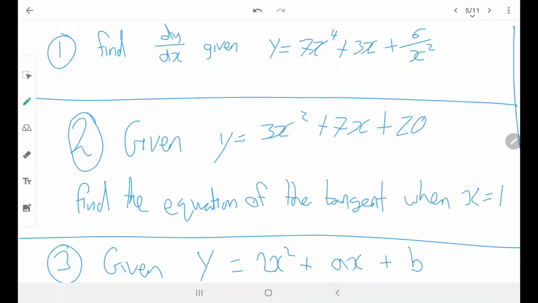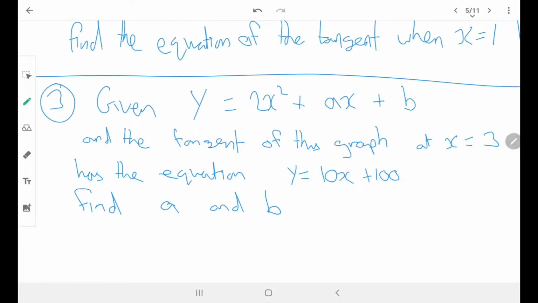So question 1 is find dy over dx given y equals 7x power 4 plus 3x plus 6 over x squared. Question 2, given y equals 3x squared plus 7x plus 20, find the equation of the tangent when x equals 1. Question 3, given y equals 2x squared plus ax plus b and the tangent of the graph at x equals 3 has the equation y equals 10x plus 100, find a and b.